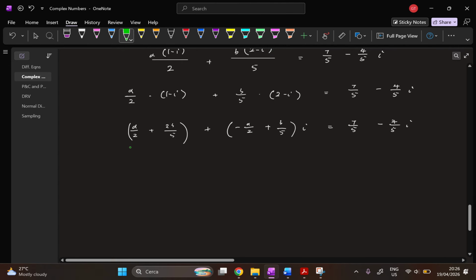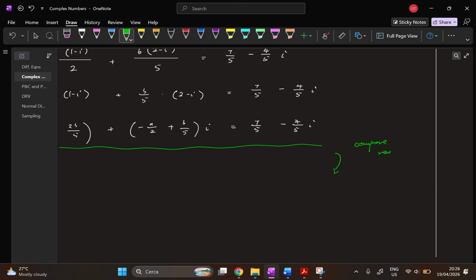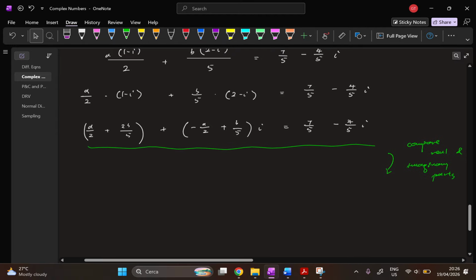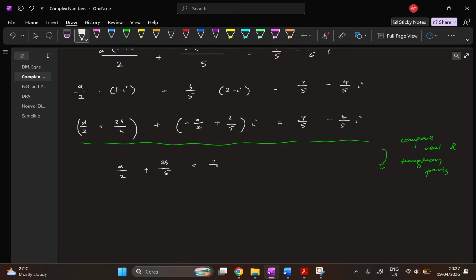So from here, this is where you learn your million-dollar skill to compare real and imaginary parts. Okay, so if you compare real and imaginary parts, you just see that it matches directly. a over 2 plus 2b over 5 equals 7 over 5. Minus a over 2 plus b over 5 equals minus 4 over 5.